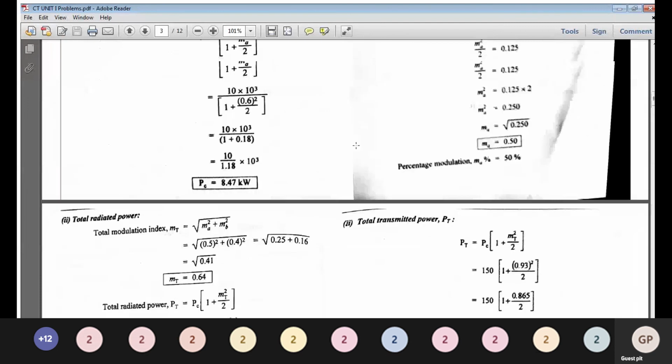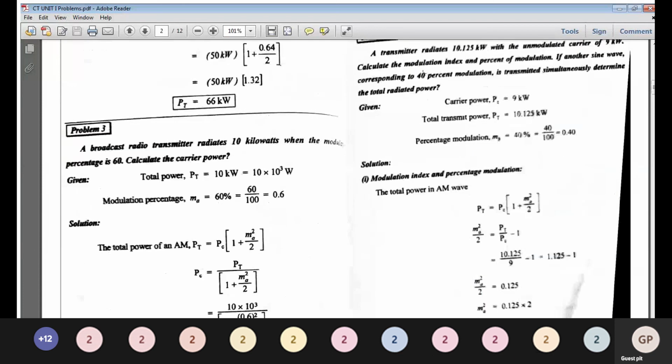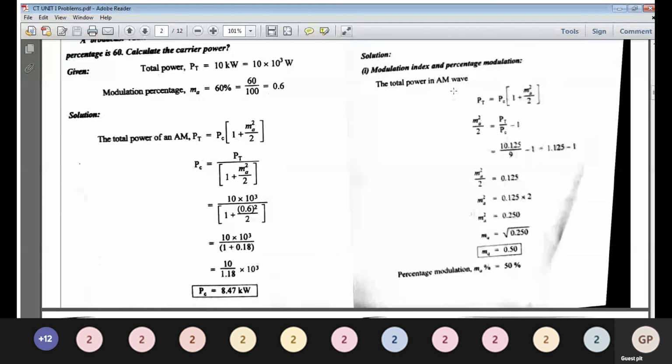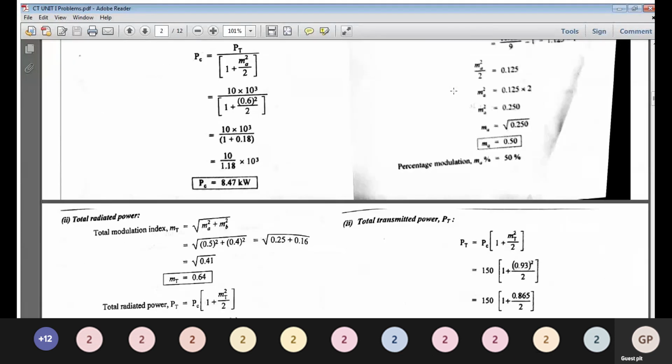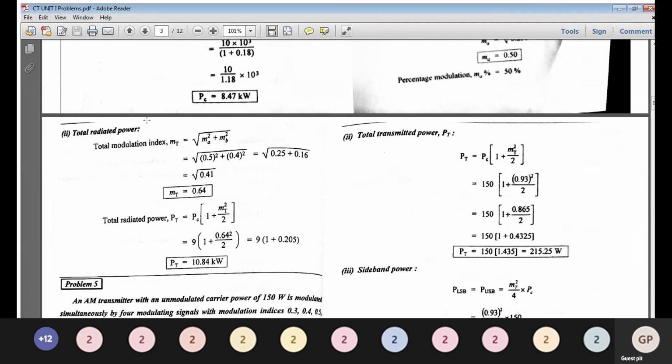So see here, one signal is there, another signal is there. First signal modulation index is 50%. Second signal modulation is 40%. So both the signals are simultaneously transmitted. Okay, Dhamma, so now we have to calculate the total modulation index.